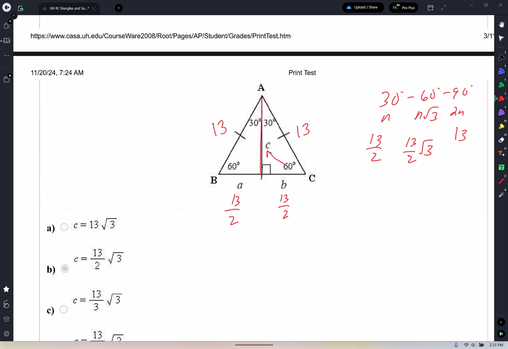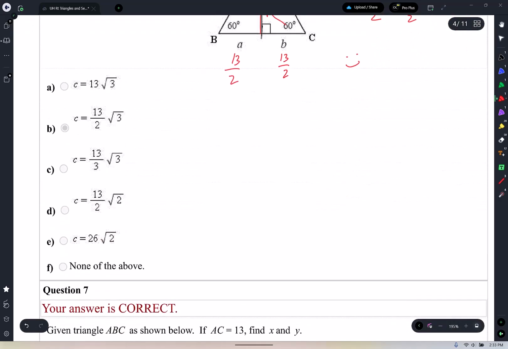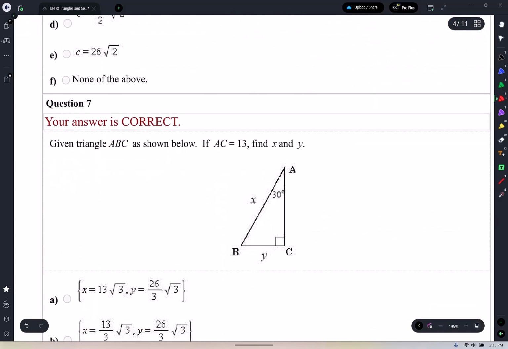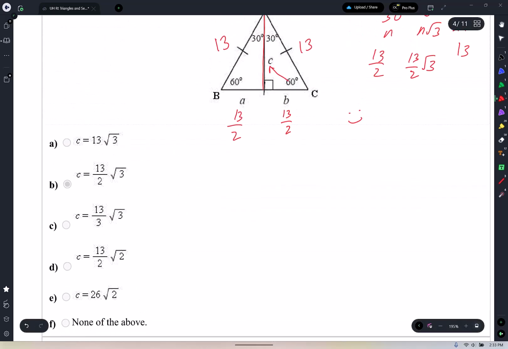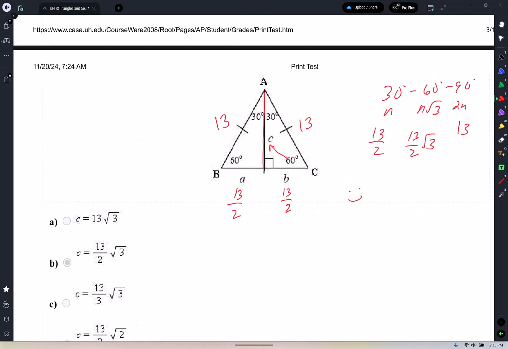All right. Are we cool with this one, guys? Yay. Another happy face. Okay. Let's go to the next one. Yes. The 60 degrees created the long leg.